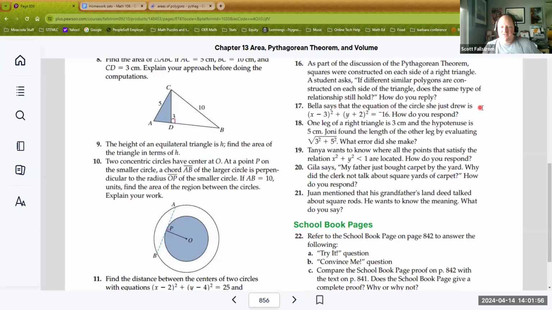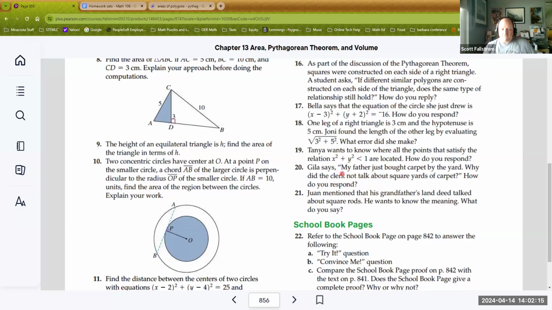17, Bella says the equation of the circle she just drew equals negative 16. How do you respond to what she just did? You tell me if that makes sense. Remember, the equation would equal r squared. Can r squared equal negative 16?